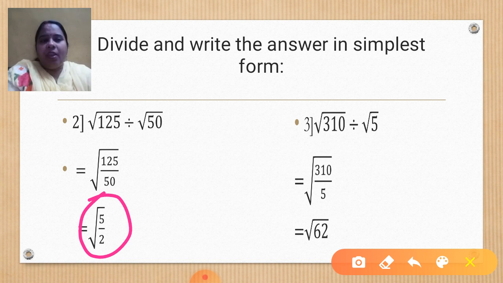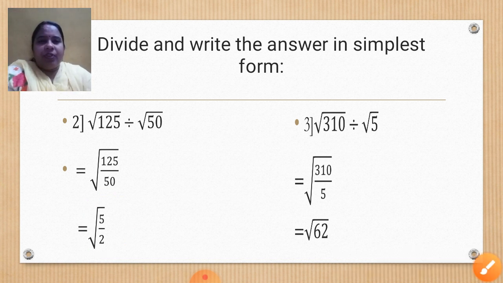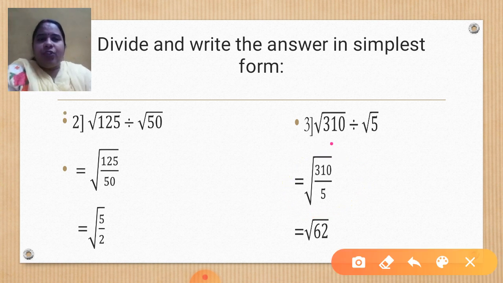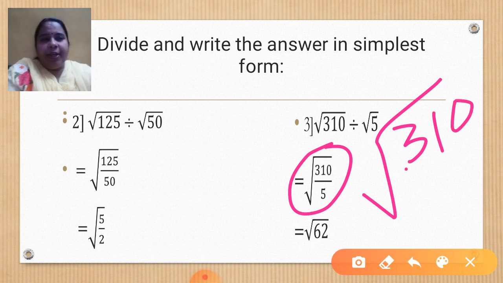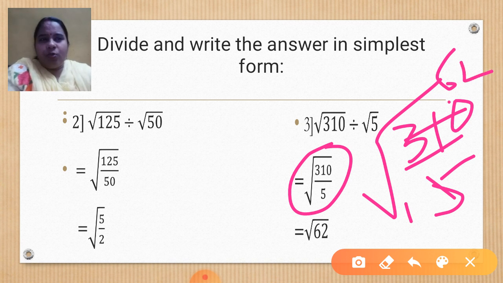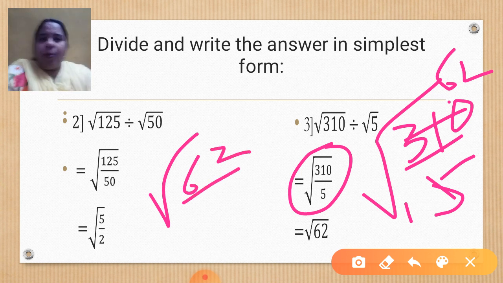Yes? Okay, see the next sum. Square root of 310 divided by square root of 5. Now the first step is similar, write it in ratio form. When I write it in ratio form, what do I get? Square root of 310 upon 5. Now 310 can be divided by 5. 5 ones are 5, 5 sixes are 30, carry over, 5 twos are 10. So we get it as square root of 62 upon 1.